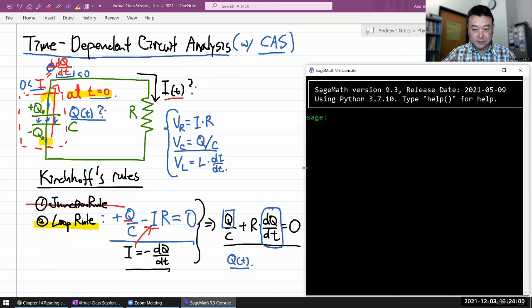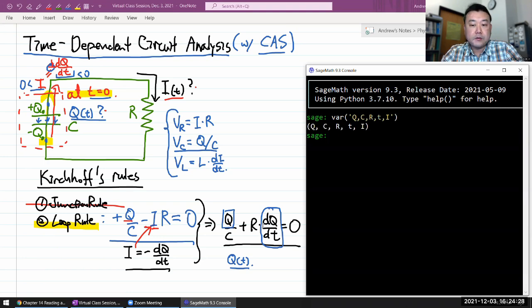And to show fully the power of this system, let me not even simplify this equation slightly. I'm just going to plug it in as it is. So I do need to prepare some things. I need to declare the variables I'll be using. So that will be Q, C, R, T. And I might use I later, so let me declare that as well. I hope I didn't override.